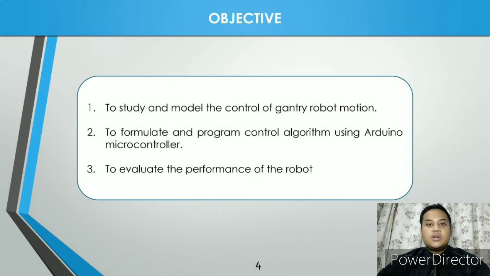In this motion control research, there are 3 main objectives, which are: Number 1, to study and model the control of crane robot motion. Number 2, to formulate and program control algorithm using Arduino microcontroller. And number 3 is to evaluate the performance of the robot.